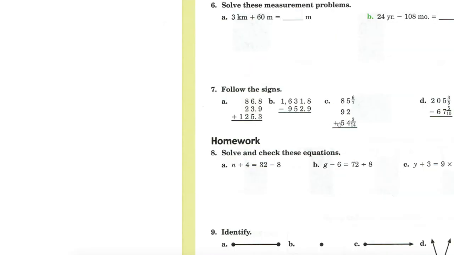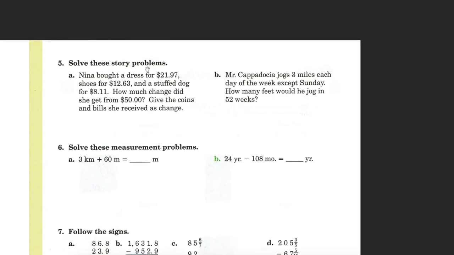All right, next page. Solve these story problems. Nina bought a dress for $21.97. Circle the numbers. Shoes for $12.63 and a stuffed dog for $8.11. Underline the question. How much change did she get from $50? Give the coins and bills she received as change.